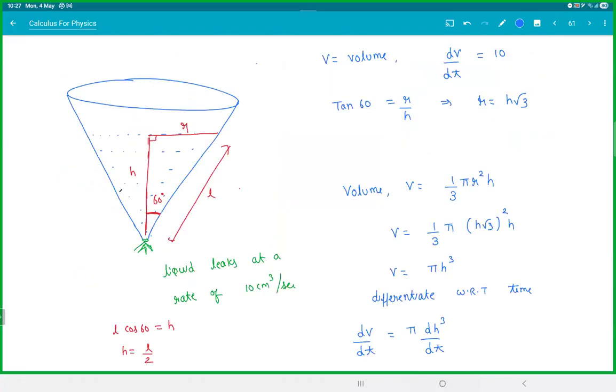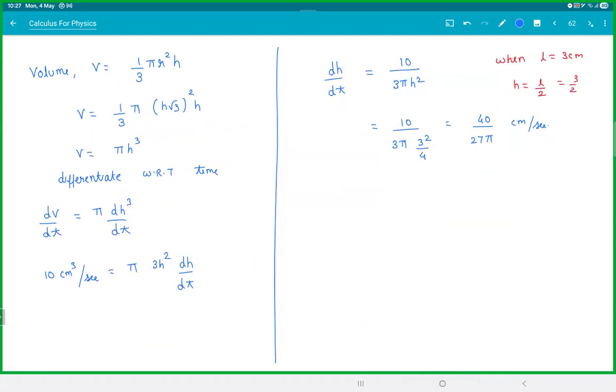Again, what did I do? I know dV by dt, and I know volume is 1 by 3 pi r square h, but r I don't know. So I will write r in terms of h. I get that from tan 60. I substituted there. I got volume in terms of h, which has a pretty good equation. Then I differentiated it. And then in the question, it is given when L is 3, h is 3 by 2. So I dumped it and I got this.